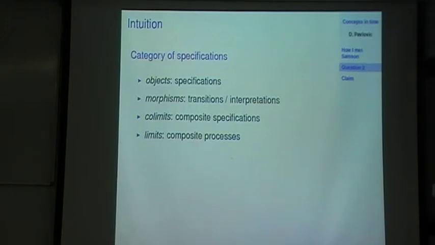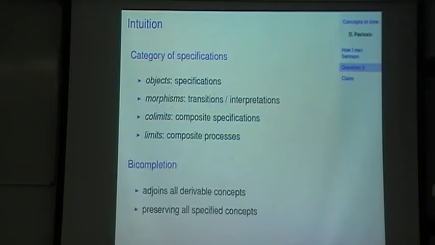So suppose the category consists of things we specify, and the interpretations between our specifications are captured as morphisms, and then co-limits of these logical theories are giving us composite logical theories. And if we have some sort of behavior represented by these state machines of specifications underneath, limits will give us composite processes.